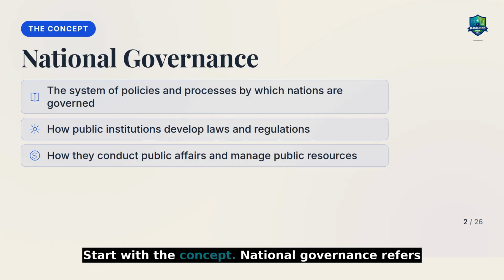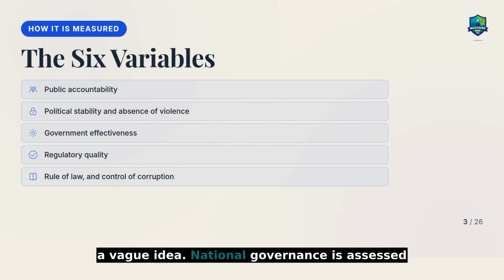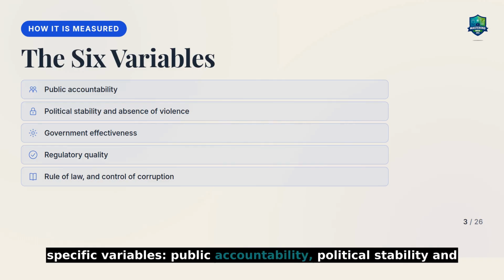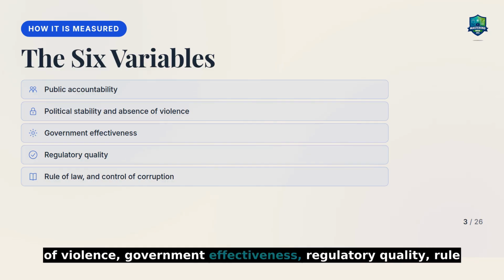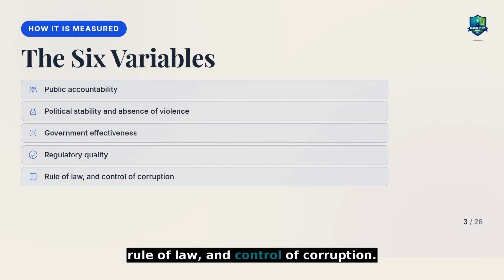Start with the concept. National governance refers to the system of policies and processes by which nations are governed. It reflects the manner in which public institutions develop laws and regulations, conduct public affairs, and manage public resources. It is not a vague idea. National governance is assessed on six specific variables: public accountability, political stability and the absence of violence, government effectiveness, regulatory quality, rule of law, and control of corruption.